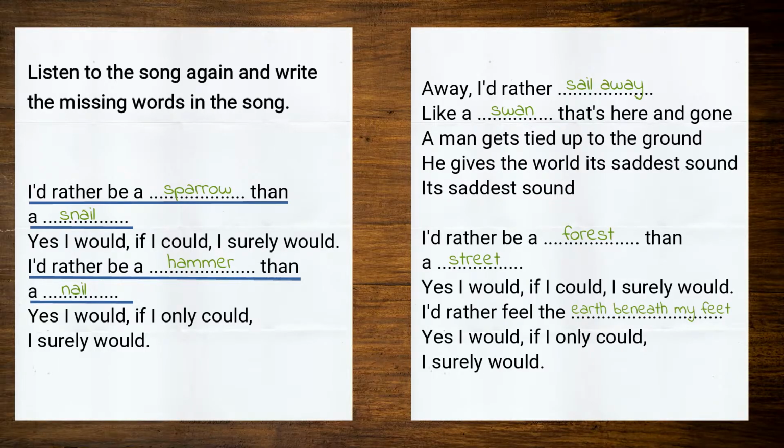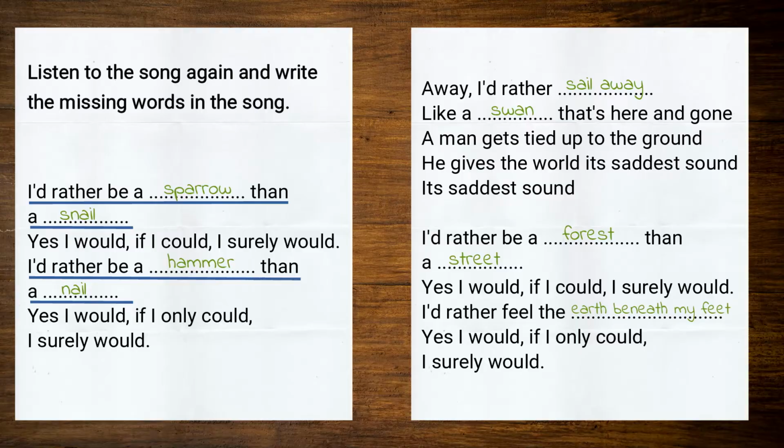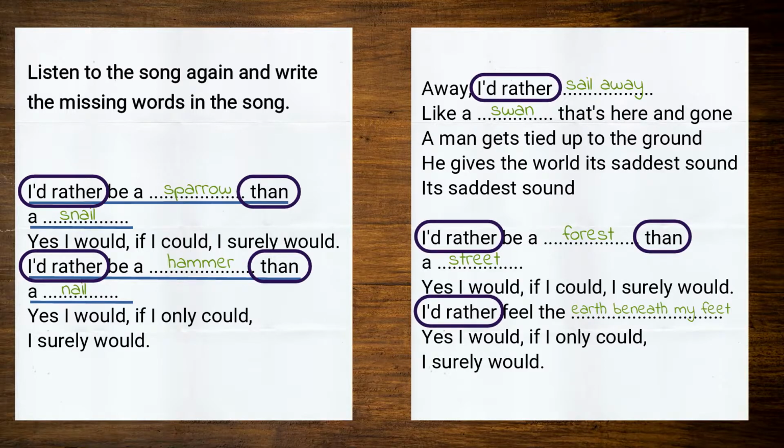Now, look at those sentences that you have underlined. What is common in all of them? What do you see in all of them? Circle the common elements. Well, because it's song lyrics, they will say I. They will include I as well. No big deal. I'd rather than. So that is the common element that they see in those sentences that show preference.